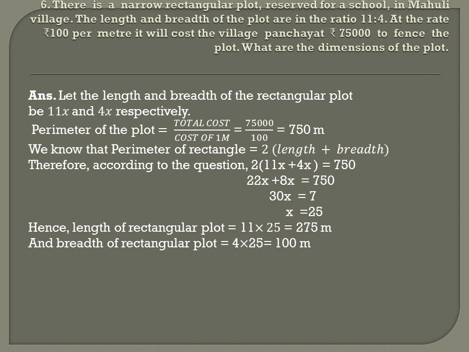Okay, that is we got the perimeter of the plot is 750 meter and we assumed length and breadth as 11x and 4x. Therefore, we can say that 2 into (L plus B) is equal to 750, that is 2 into (11x plus 4x) is equal to 750. By multiplying, we will get the equation as 22x plus 8x is equal to 750. Like that, while solving, we will get x as 25. Hence, the length of the rectangular plot is equal to 11x, that is 11 into 25, that is equal to 275 meter, and breadth of the plot is equal to 4x, that is equal to 4 into 25, is equal to 100 meter.